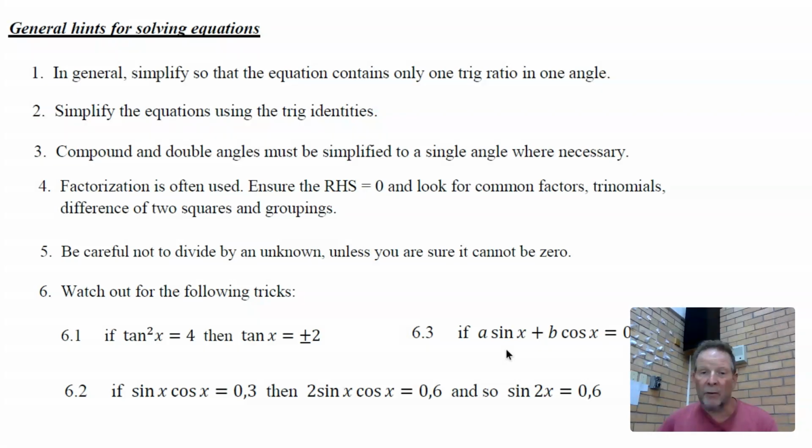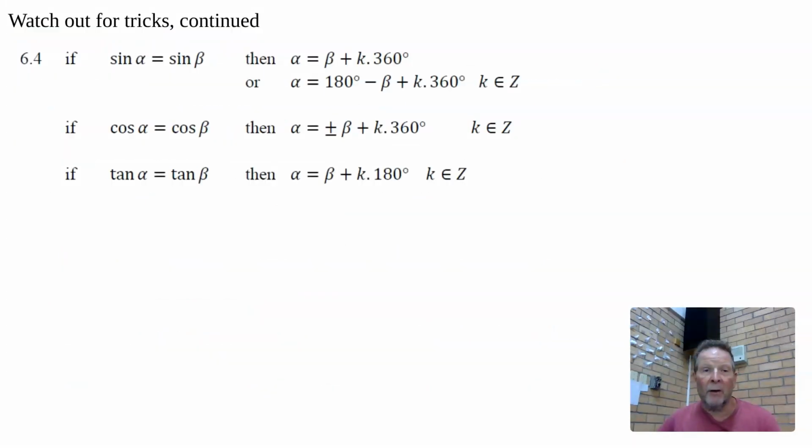And here's another one called the tangent trick. If you have a sine x plus b cos x equals 0, you put the b cos x on the other side, and then you divide both sides by cos. So you get sine over cos equals negative b over a. So you put the cos on the other side, divide by cos, and you'll get sine divided by cos. That gives you tan x. Now those are the main sort of things.